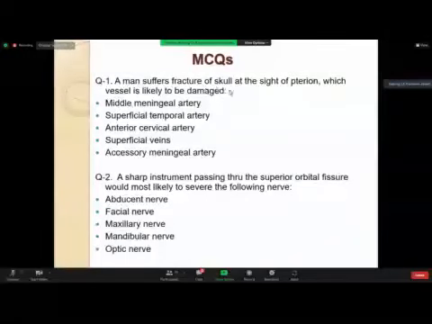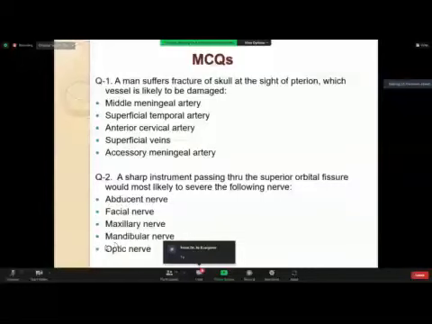Man suffers fracture of skull at the site of pterion. Which vessel is likely to be damaged? Middle meningeal artery. And middle meningeal artery is the branch of maxillary artery. Good.